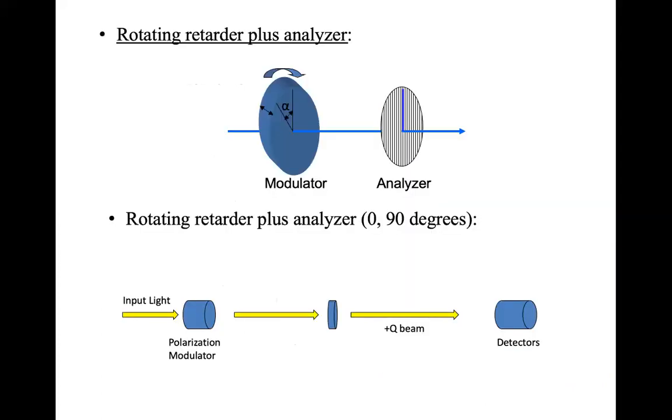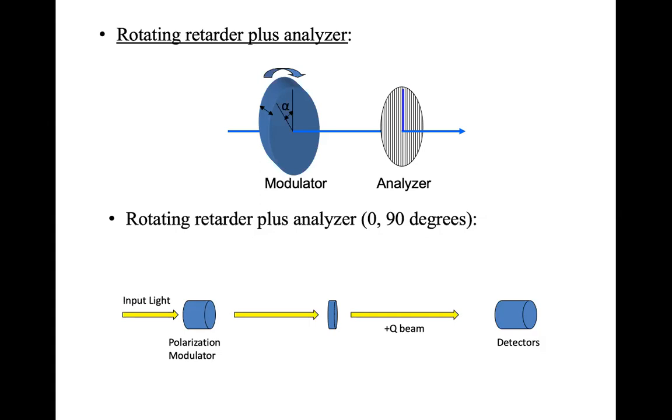And I don't know why, to be frank, I don't know what people are using. A very common way of doing polarimetry in solar physics is by taking a retarder. I'll say something about the retarder, but taking a retarder and rotating it. This is very common, and you'll see how it works in a second. The only thing that this modulator cannot be is a half-wave plate. That would be a bad idea.